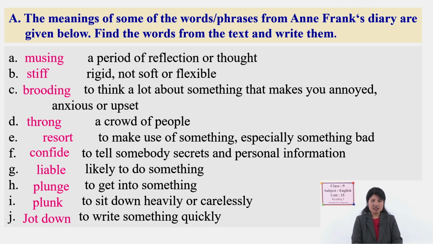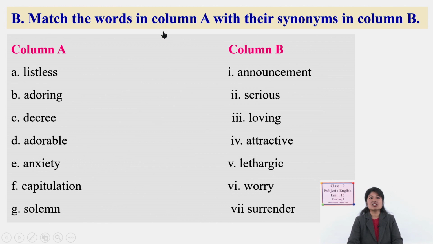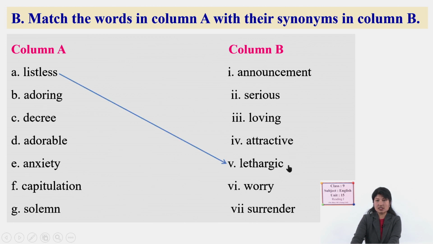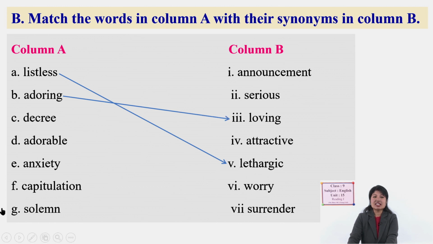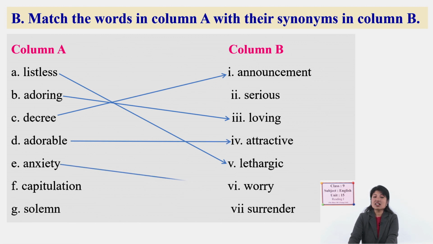Now moving towards the next, that is B. It is just matching. Match column A with synonyms in column B. Let's do it quickly. Listless. What is the meaning of listless? This is lethargic. And this will also be guided by the word meanings that we have gone through in the reading text. Number B, adoring. Do you remember? What is it? Adoring means loving. Decree is announcement, right? What about adorable? Adorable. Attractive. Anxiety, worry.